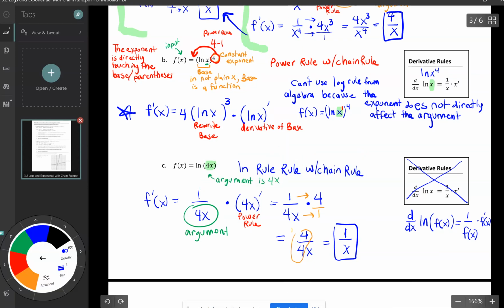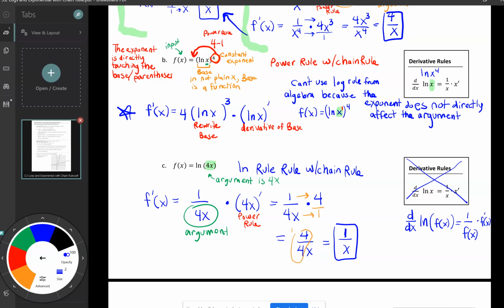Okay, here we go. Let me refresh my brain here. Oh yeah, so B was the one where you had to do the power rule because the exponent was working on a base. So I dropped my exponent down, I rewrote the base, I decreased the exponent by 1, and then I tacked on the derivative of the base. Okay, so now we just have to take the derivative of the base, right? So let's go ahead and do that.